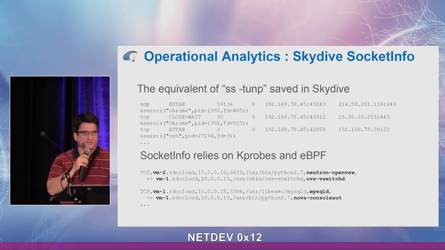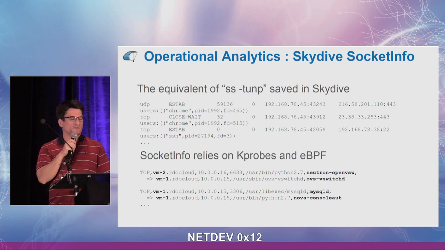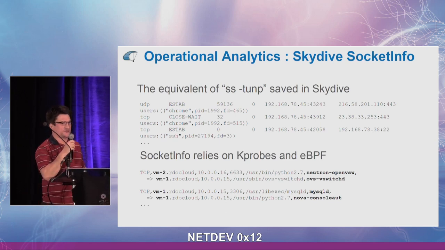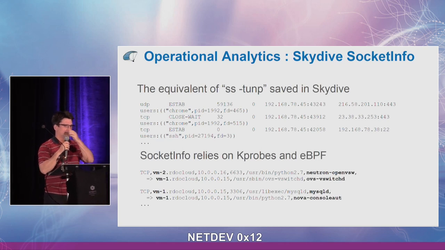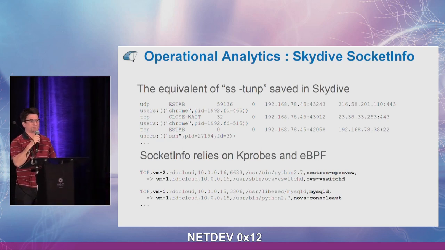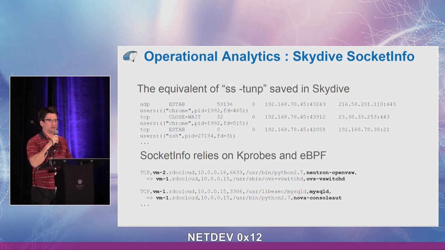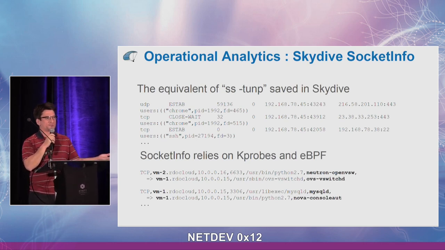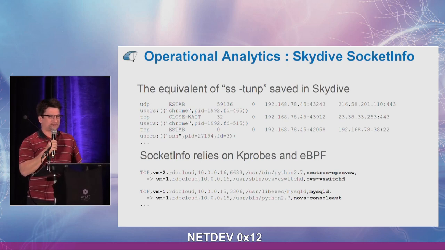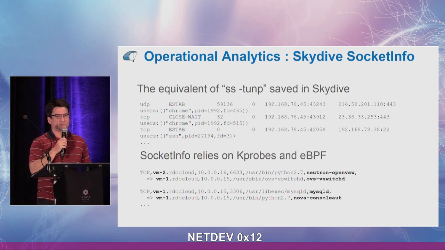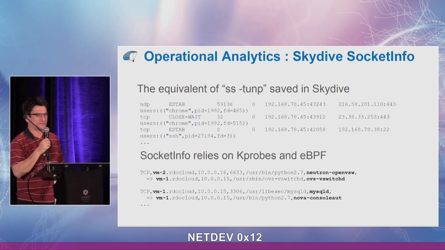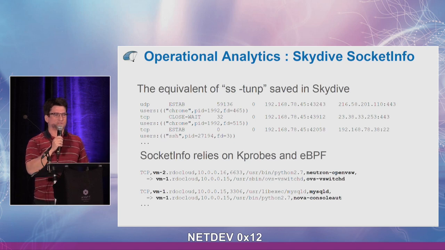Another way to do operation analytics with Skydive is to use the socket info feature. You can imagine it like having netstat or ss information from the process, so you have the socket information: which connection, which IP, which port we connected from the client onto the servers, and which process has been used. Imagine that you have that per host, and we could map the process each time for the client and on the server side.